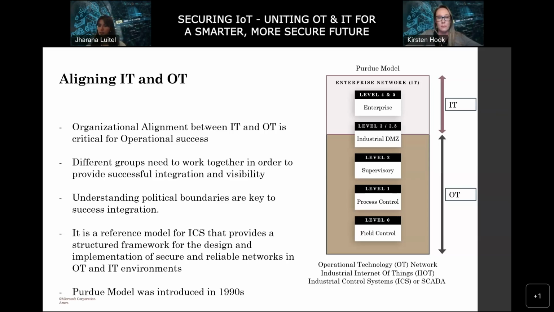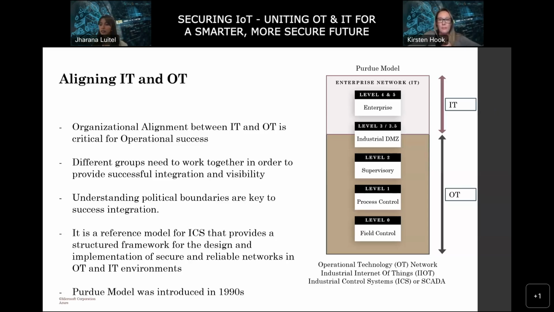So let's talk a bit about the Purdue model. What exactly is the Purdue model? It is a reference model for industrial control systems that provides a structured framework for the design and implementation of secure and reliable networks in OT and IT environments. The model enables organizations to implement a defense in depth approach to cybersecurity by using multiple layers of security controls at each level. A quick fun fact: the model is named after Purdue University, where it was first introduced in the 1990s.